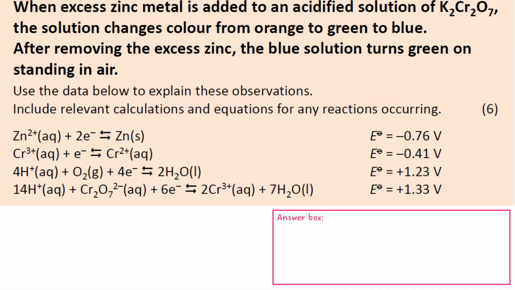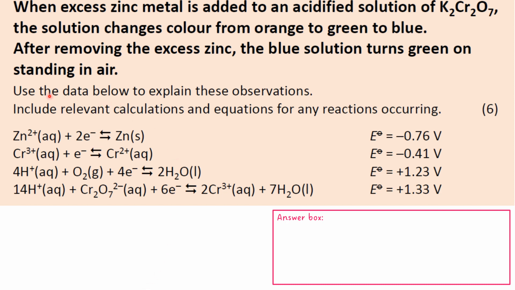So if we have a look at this question, it says when excess zinc metal is added to an acidified solution of K2Cr2O7, the solution changes color from orange to green to blue. After removing the excess zinc, the blue solution turns green on standing in air, and they want you to use the data to explain the observations. So let's have a quick look at the question.